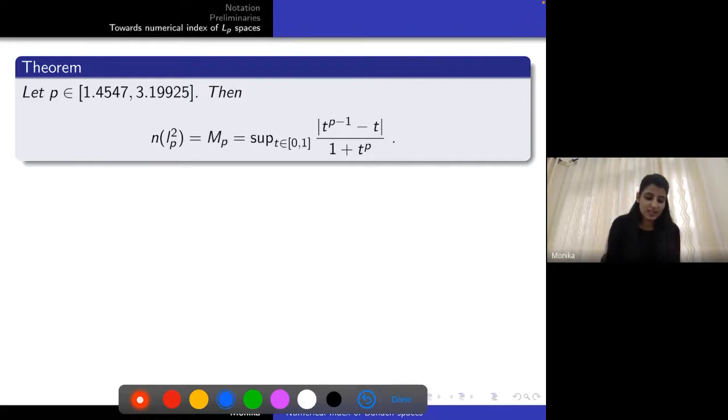This is actually the range of p: p between 1 plus alpha naught, where alpha naught was a zero of a function. But just to make it simple, just not to scare you, I just wrote this range because the zero of that function was very near to 0.4547. So for the range p between 1.4547 and 3.19925, we proved that the numerical index of LP2 coincides with MP.